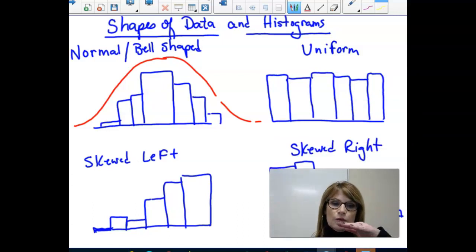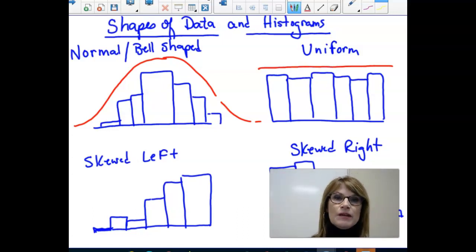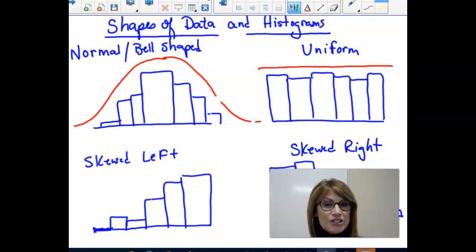Then we have uniform data. Uniform data is roughly even. You get about the same amount in each class. So let's say that we were going to roll a die and you could get a 1, 2, 3, 4, 5, or 6. So I've got 6 different bars there. And it's not perfect, but you would get roughly the same number of 1s or 2s or 3s or 6s. So uniform data tends to be flat-ish. It doesn't have to be perfectly flat.